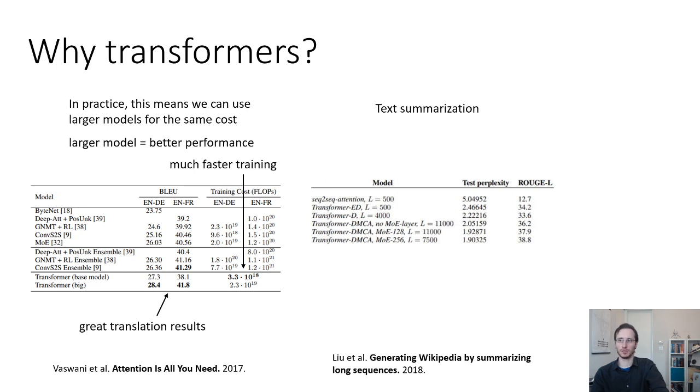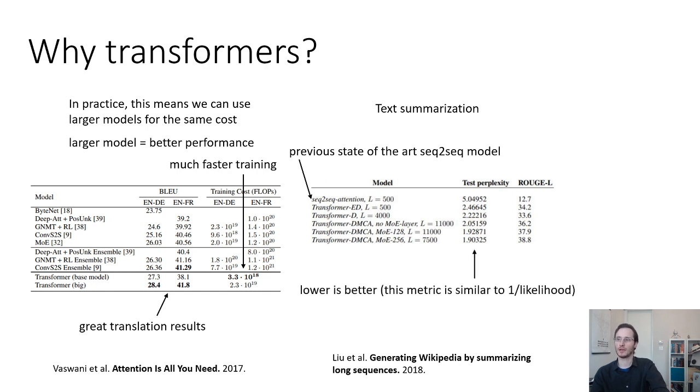Here's a very different application. This is text summarization. So a long document comes in, a shorter document comes out. And the measure of performance here is perplexity, and they're comparing to a sequence-to-sequence attentional model, which was kind of the previous state-of-the-art for this.